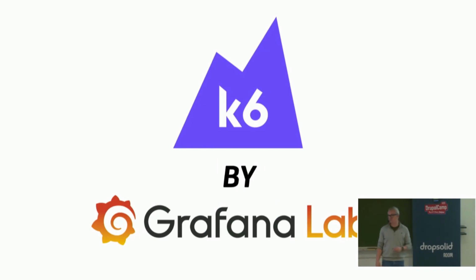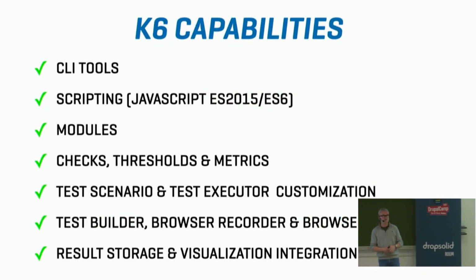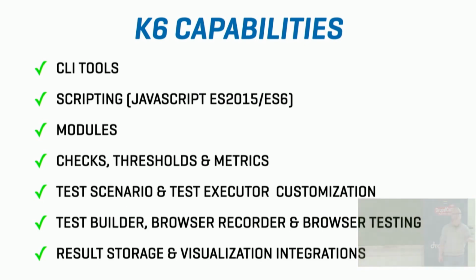And it has certain capabilities. Capabilities like the fact that it comes in the form of a CLI tool, a very powerful CLI tool. It allows scripting in JavaScript, which is kind of nice. And it has modules. You can extend the behavior. You can write complex scenarios. And you have measurement elements in there, like a check, like a threshold, like a metric. And don't worry, we will get to all of that. We'll show you the nitty-gritty of all of it. You can customize the entire way of things being executed. There is a test builder, a browser recorder. And that's where we get to, if we can fast forward near the end of the presentation, we'll talk about result storage and visualization integrations in tools that you might already use.